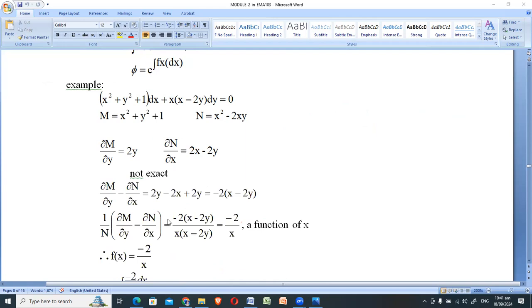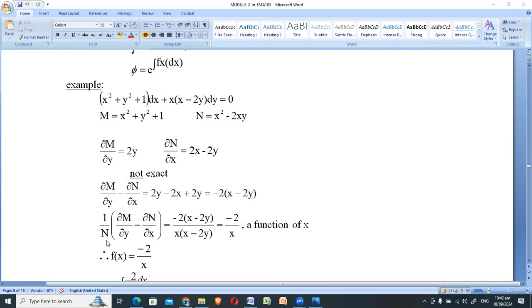So if you do that, you'll have this one now. You'll have 2y minus 2x plus 2y if you do the subtraction of the partial derivatives in that order. And it could be simplified to the form negative 2 times x minus 2y. In this case, you will have here a 4y minus 2x. So you get the common factor, which is minus 2.